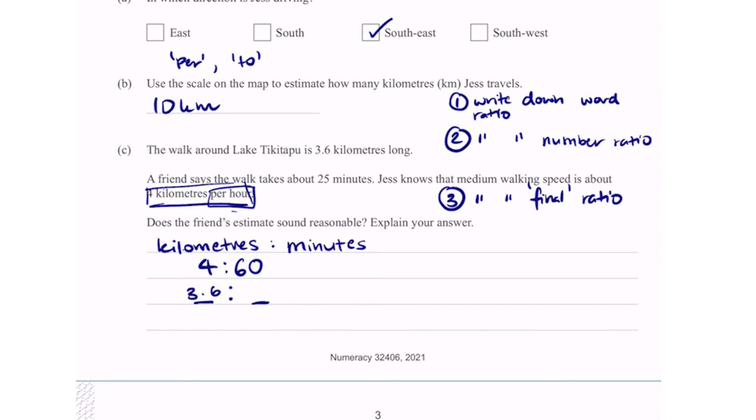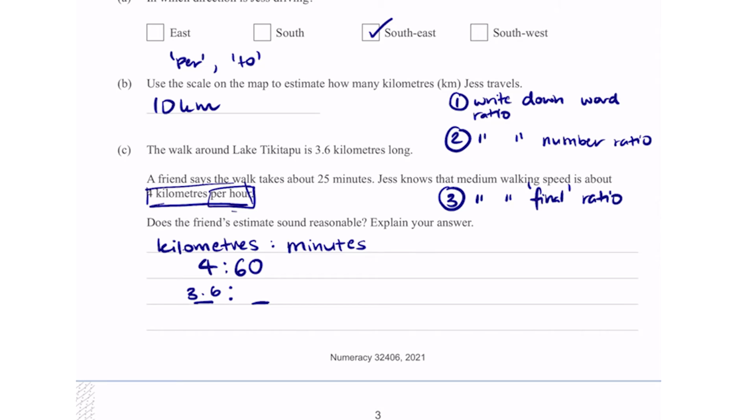A common thing that you might get tripped up on is looking at this 25 minutes here and putting, it's going to take 25 minutes. This is not true, right? This was what the friend was assuming or making a prediction on, right? We want to know the actual time it takes to walk around Lake Tikitapu, right? So if we know the walking speed here is 4 to 60, how many minutes is it going to take if we want to walk just 3.6, right?